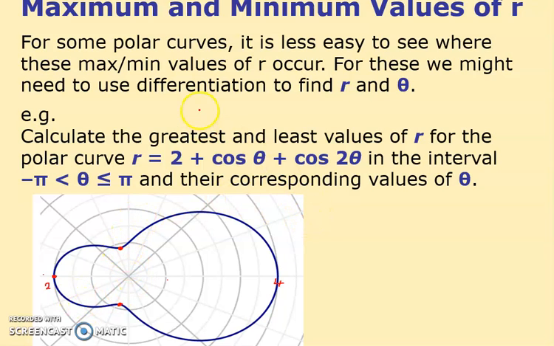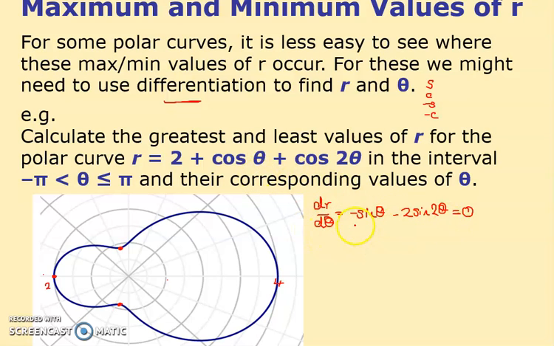How do we do it then? Well, as this says here, we differentiate. So r equals this, so we can differentiate and find dr by d theta. Now if you do dr by d theta, the 2 disappears. Cos, remember the rule, sine cos minus cos. So this becomes minus sine theta. And cos still becomes minus sine, but it becomes minus 2 sine 2 theta. Now this is equal to 0. That's what we do when we try to find maximum and minimum points. We set it equal to 0.